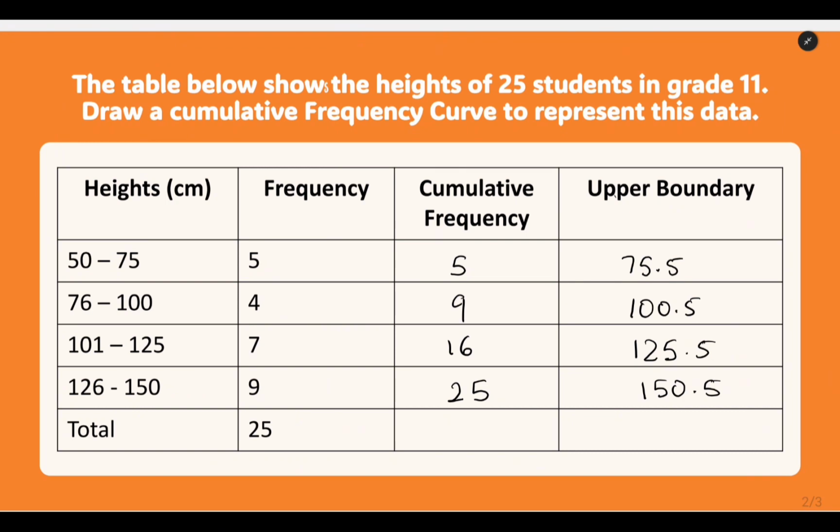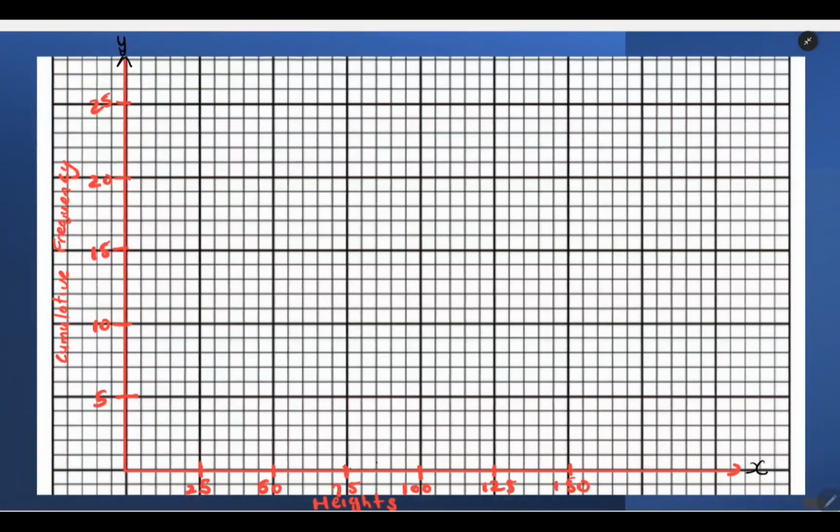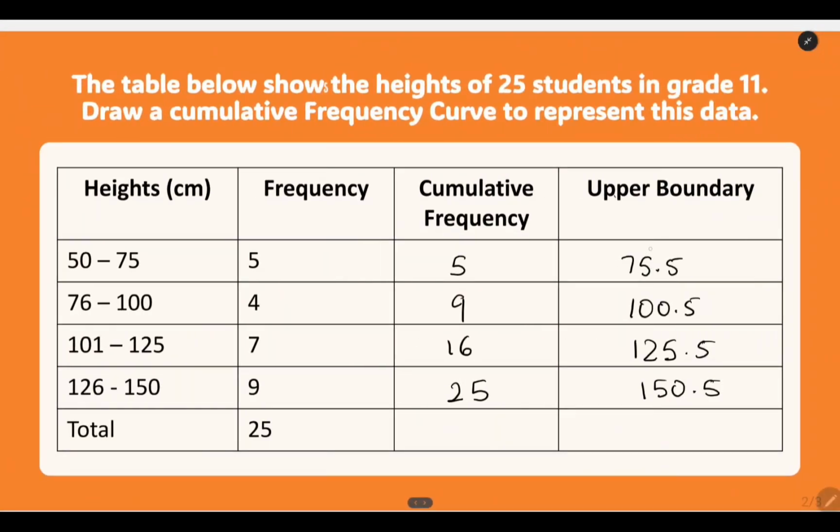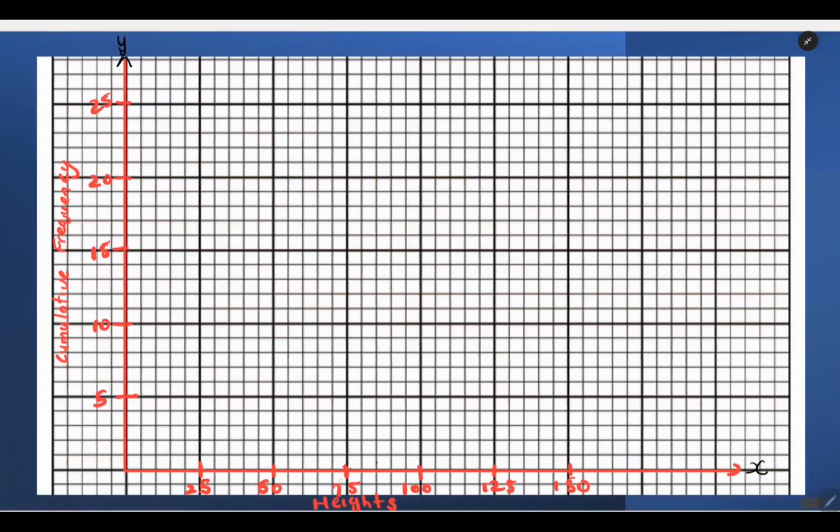So let's head straight into our diagram now. We'll use the upper boundary on the x-axis, and the corresponding y value will be the cumulative frequency. So the first point, we have 75.5 and 5. We want to go to 75 on the heights axis, so 75.5 would be somewhere right around there.